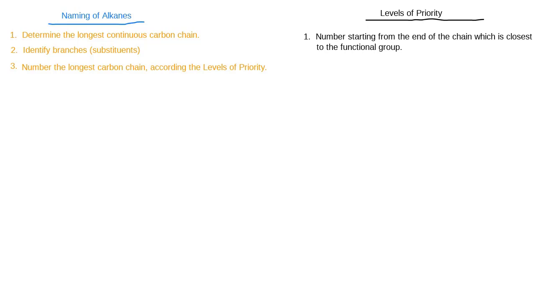All right. What about if it's an alkane, if there is no functional group? If there is no functional group, as in the case with an alkane, then you're going to number from the end of the chain which is closest to the first branch.